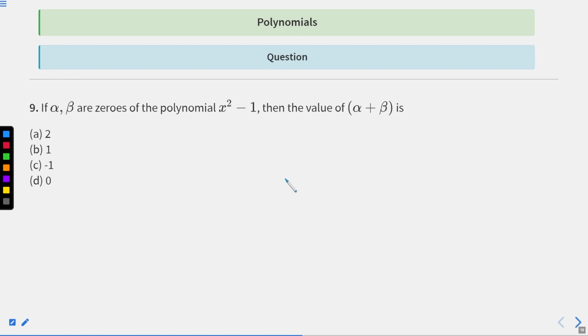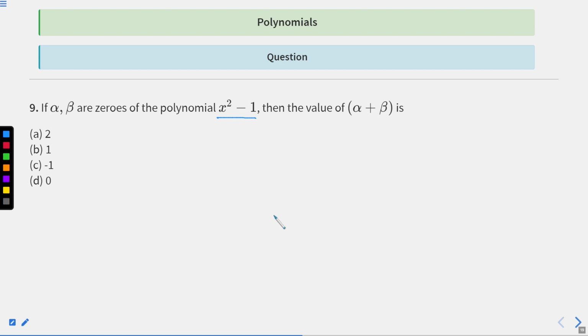In question number 9, we have been given this quadratic polynomial x squared minus 1. Okay, and here alpha and beta are the zeros of this quadratic polynomial. Then we need to find the value of alpha plus beta.